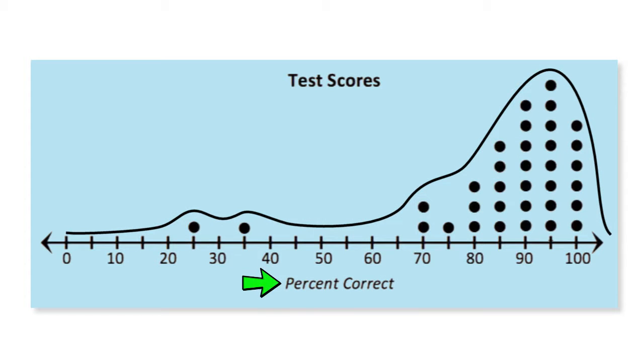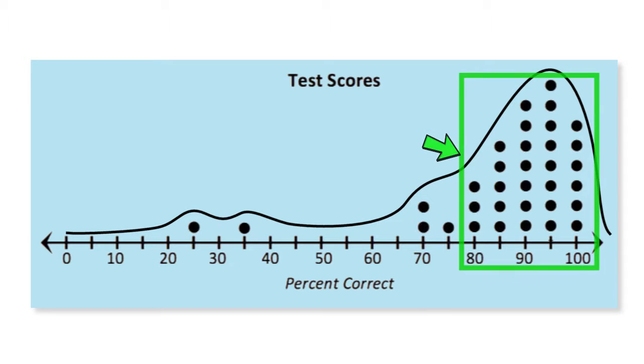This dot plot shows the percent correct on a test for a number of students. Titles and labels are important on a graph because they provide context for the data. Without context, the data is meaningless. This graph shows that most of the students scored above 70% on the test. A cluster is a group of data occurring close together on a graph.